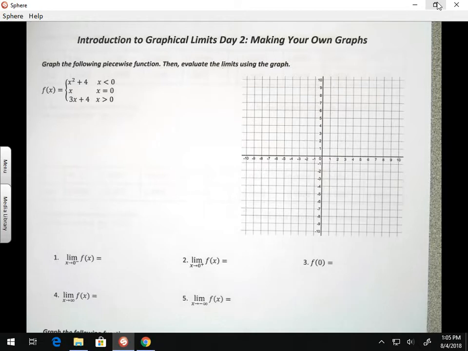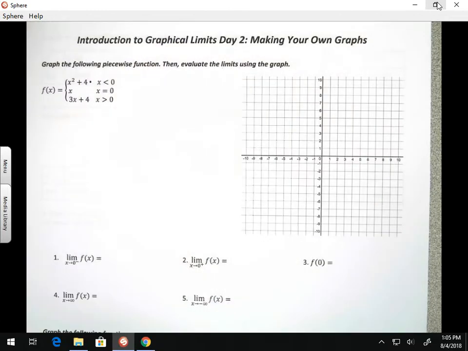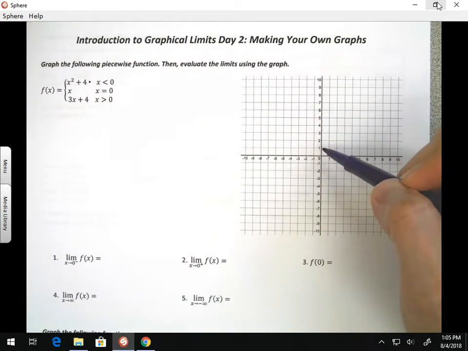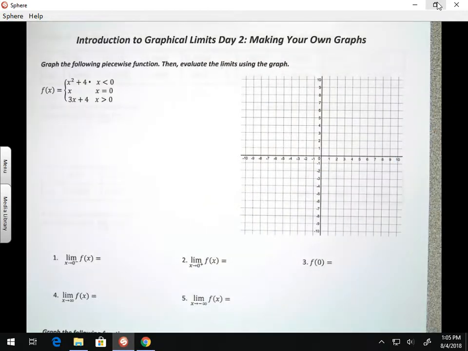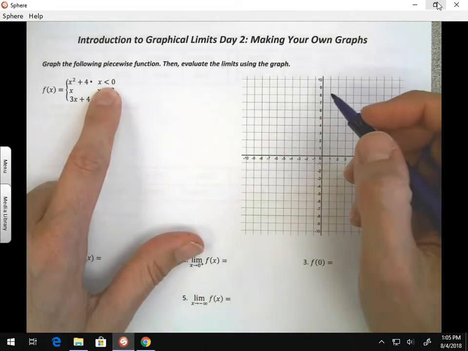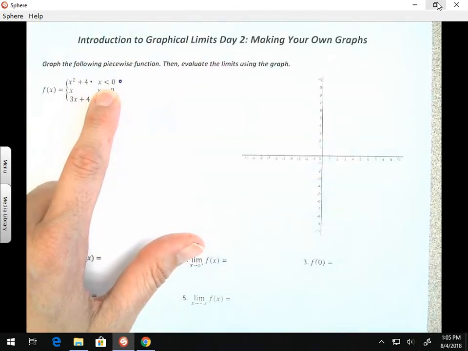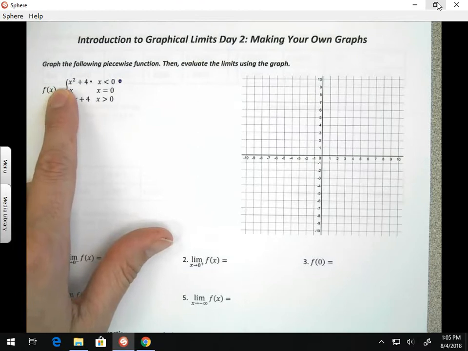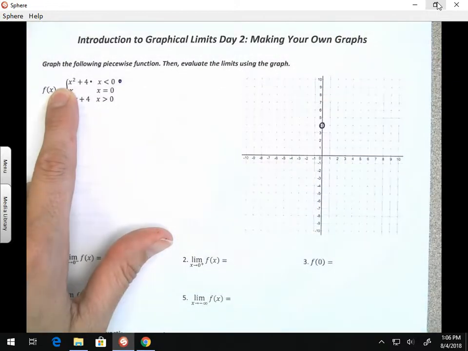I'm going to look at the first piece of my graph here, which is x squared plus 4, and that's for x values less than 0. So I know to the left of my x-axis here is where I'm going to be plotting this curve. Because this is less than 0, I know at 0 I'm going to have an open circle, so I'm going to make myself a note there. If I plug in 0, I get 0 squared plus 4, which gives me a value of 4. And again, I'm going to be open at 4.